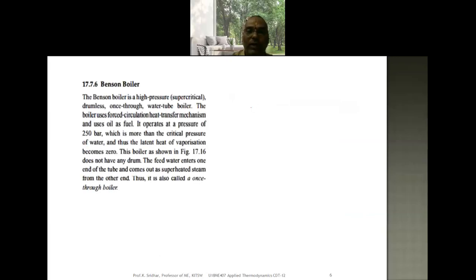Similarly, it is known as the Benson boiler. The Benson boiler is also known as a drumless boiler. It is one of the basic characteristics of the Benson boiler. It is also high pressure, that is supercritical, above 221.2 bar. It will operate at greater than 221.2 bar pressure. So that's why it is a high pressure supercritical boiler.